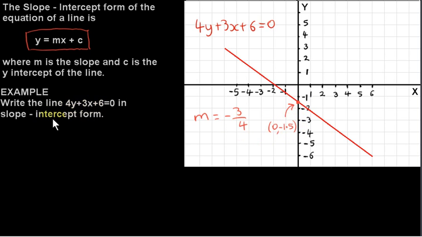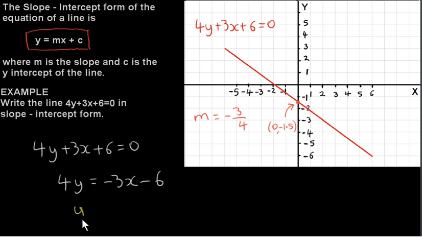So we want to write this line in slope-intercept form. That means we want to make y the subject of this equation. So we want to get y on its own, so we start by isolating the y term. So we isolate 4y and bring everything else across. The next step is to get y, so we have to divide everything by plus 4. So we divide this term by plus 4.